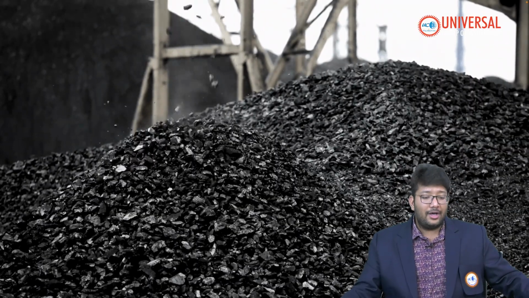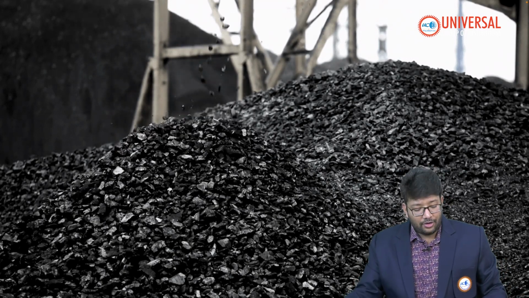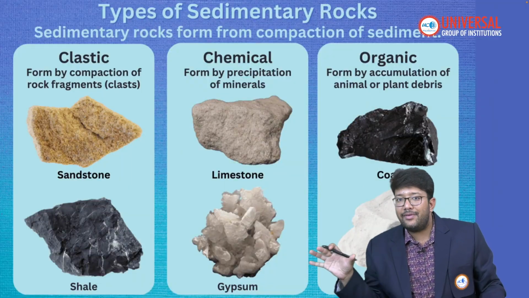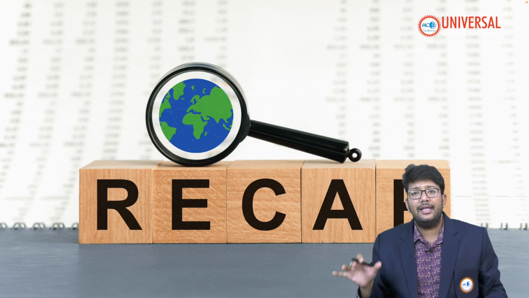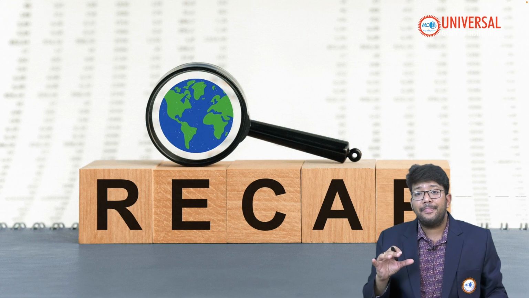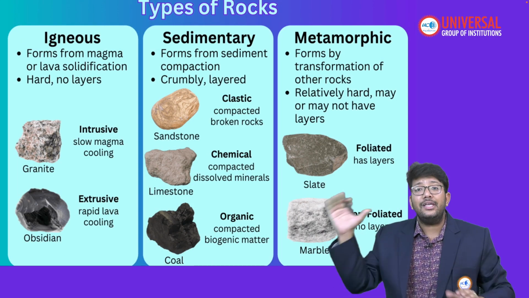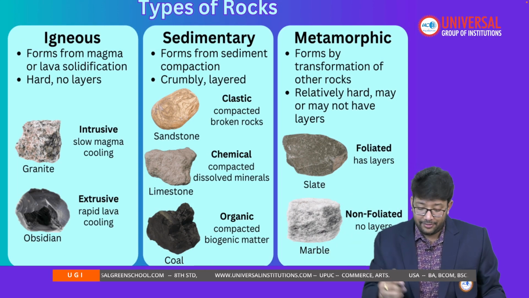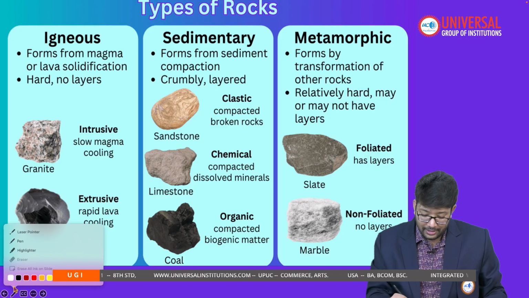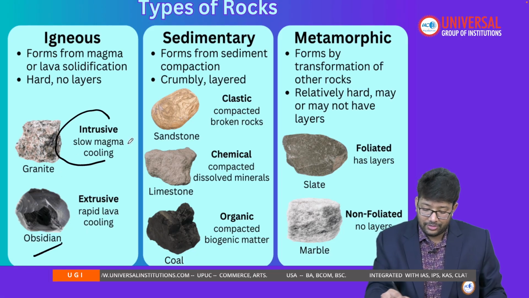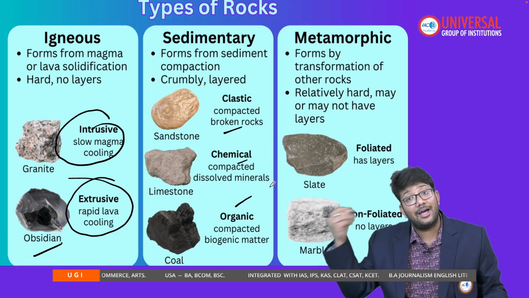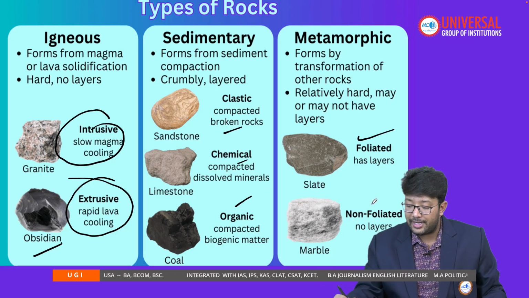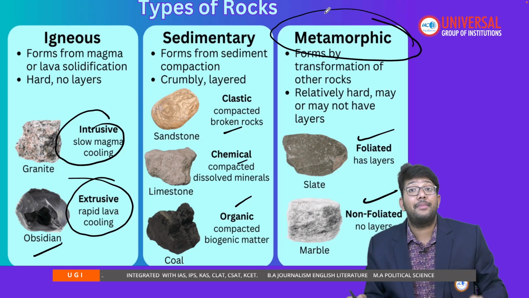Okay, so in earlier videos we talked about the igneous rocks, and today we will talk about the types of sedimentary rocks, like clastic, chemical, organic. We will talk in detail. If we go into a recap, we are continuing the series of rocks. In the first video I talked about the igneous rocks, intrusive and extrusive. In this video we will talk about clastic, chemical and organic, and in the upcoming video we will talk about foliated and non-foliated, meaning metamorphic rocks and metamorphism.